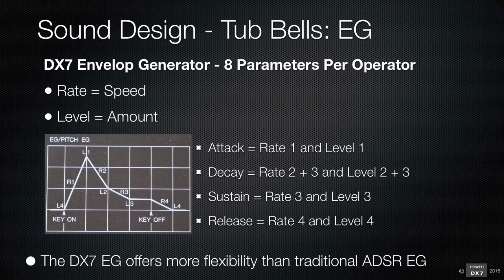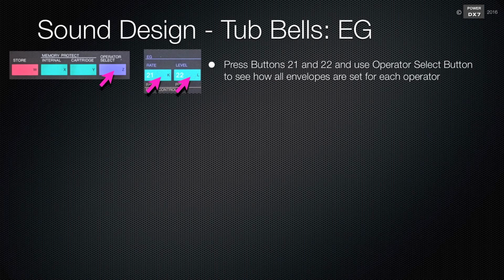You will notice that the DX7 Envelop Generator is more flexible than the traditional ADSR envelope. That's because you can control the speed and amount. Also, you have an option of using rate 2 and level 2 as part of decay or sustain. Let's have a look at how an envelope is set for each operator. Press button 21 and 22 and use operator select button to cycle through each operator.